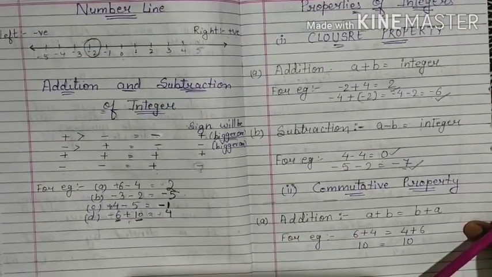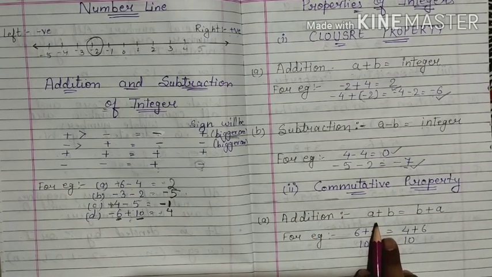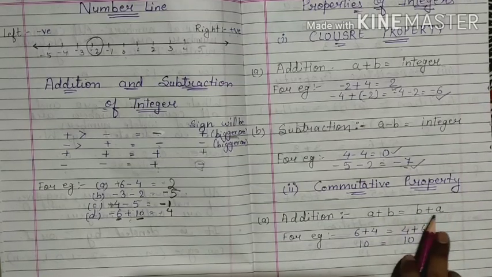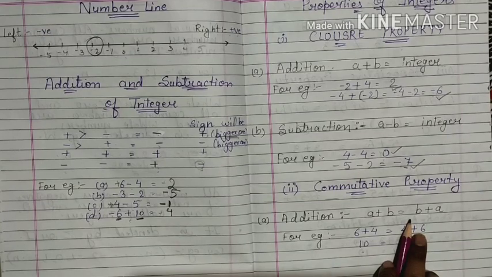Next, commutative property, addition. In this property, we take two integers and interchange their places. In addition, a plus b or b plus a, we have interchanged the places, and they are equal. You can see the example. 6 plus 4 is 10 and 4 plus 6 is also 10. In addition, LHS and RHS are equal.